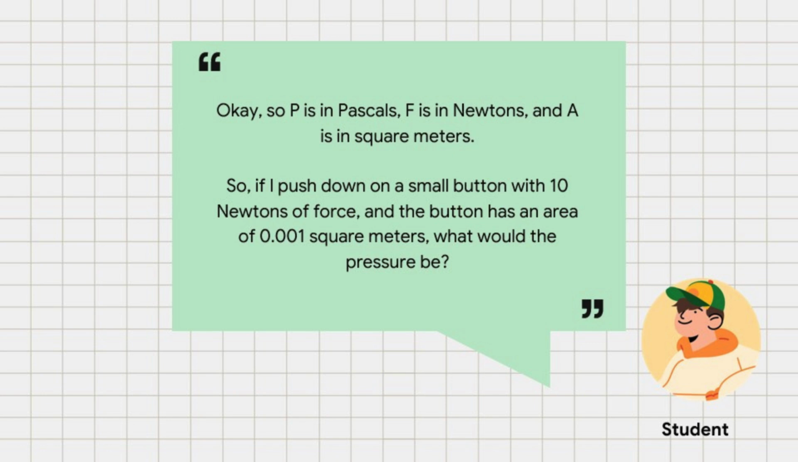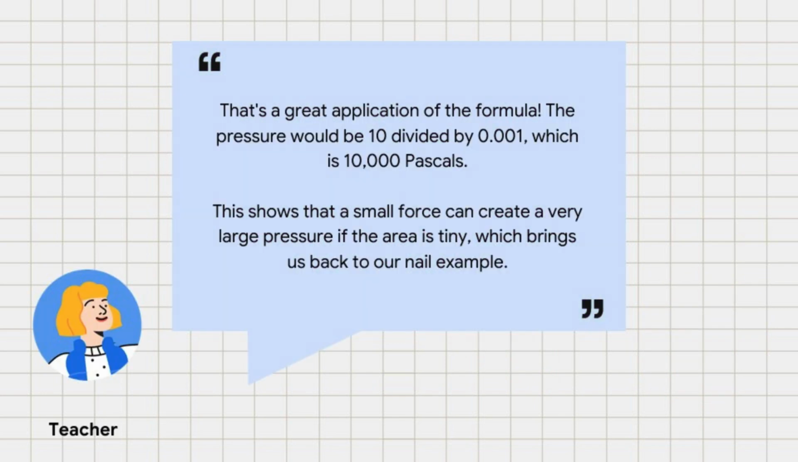So if I push down on a small button with 10 newtons of force, and the button has an area of 0.001 square meters, what would the pressure be? That's a great application of the formula. The pressure would be 10 divided by 0.001, which is 10,000 pascals. This shows that a small force can create a very large pressure if the area is tiny, which brings us back to our nail example.